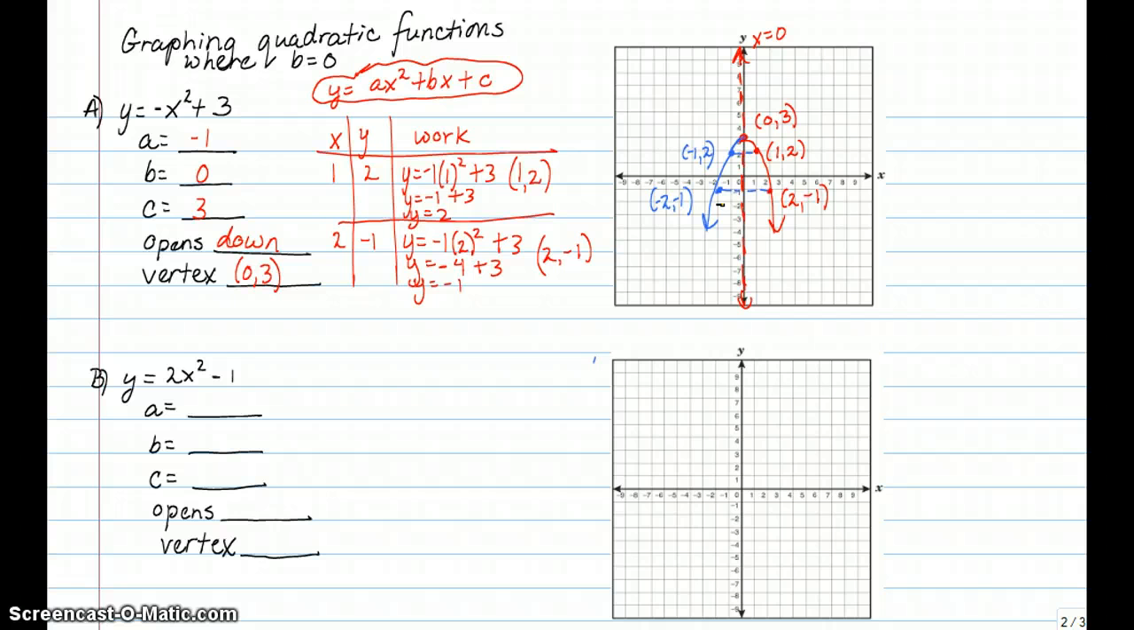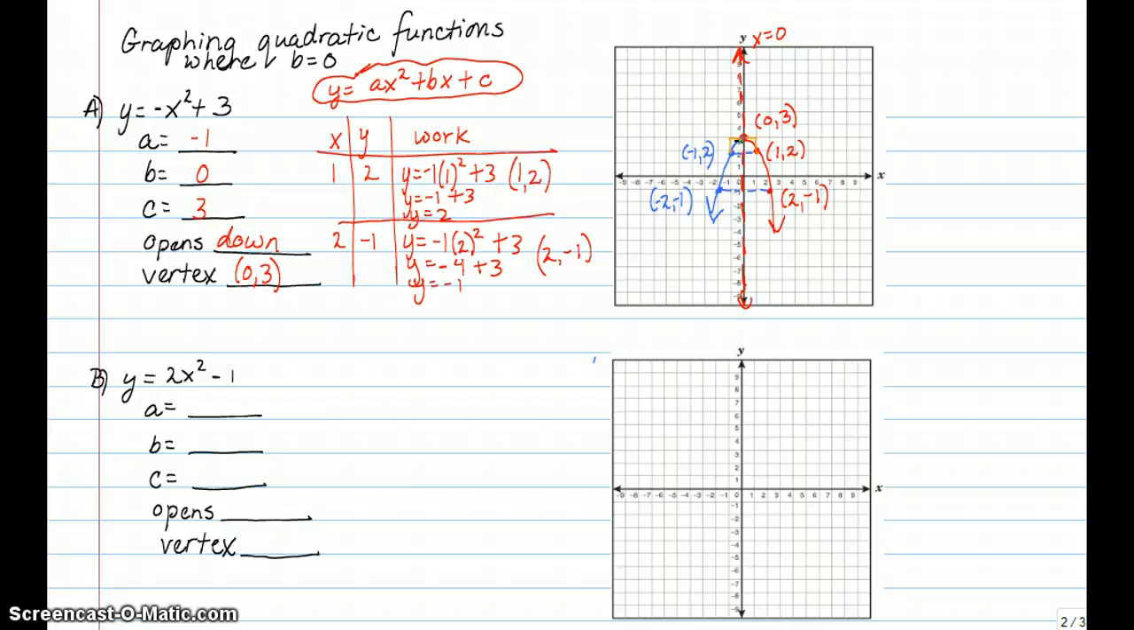Okay, now let's show how you would have done this with just the parent function idea. So let's use a different color. So parent function would say go to the vertex, go 1 to the right, 1 down. Oh, you hit the point, 1, 2. Go back to the vertex, 1 to the left, 1 down. You hit the point, negative 1, 2.